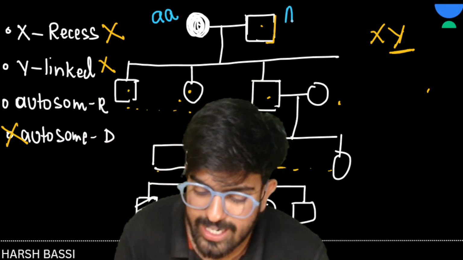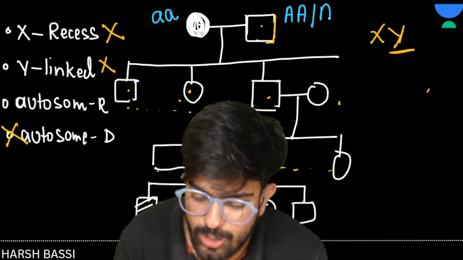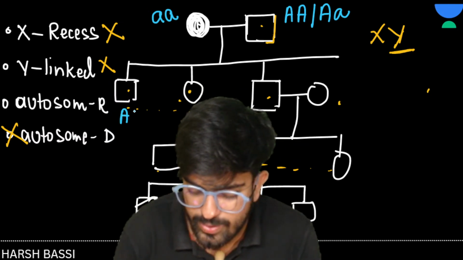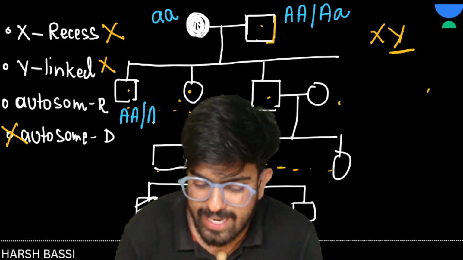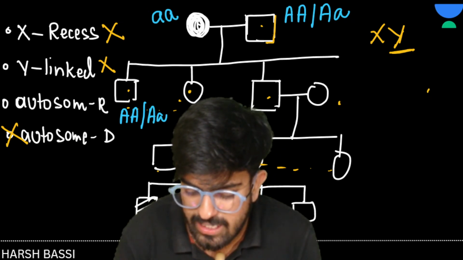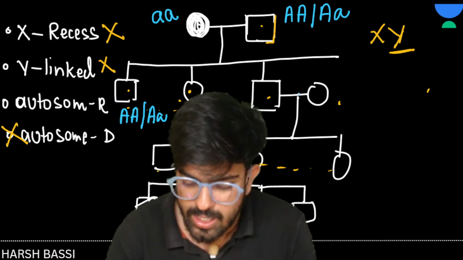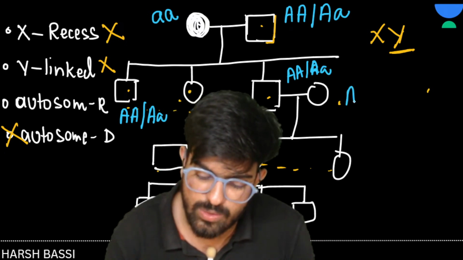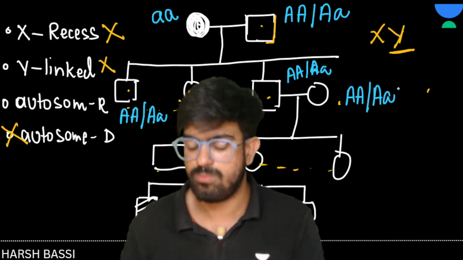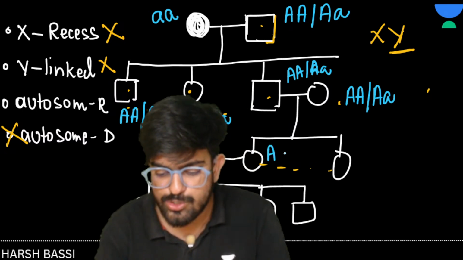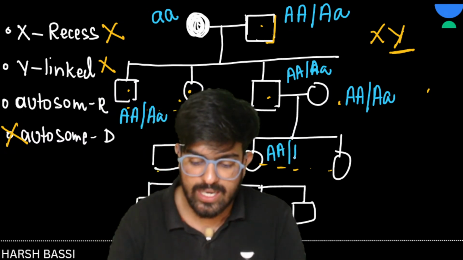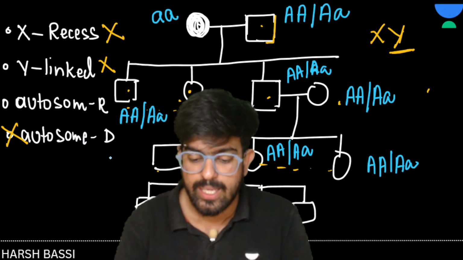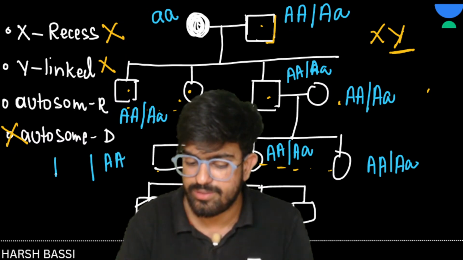And what can be the genotype of the father? Capital A capital A or capital A small a. Right? Now these are not affected. So again, these will be capital A small a, capital A capital A, small a, like this, right? Here also capital A small a, the same, capital A small a. Again here also capital A capital A or capital A small a, capital A small a, capital A. I'll ask you a question, don't worry.